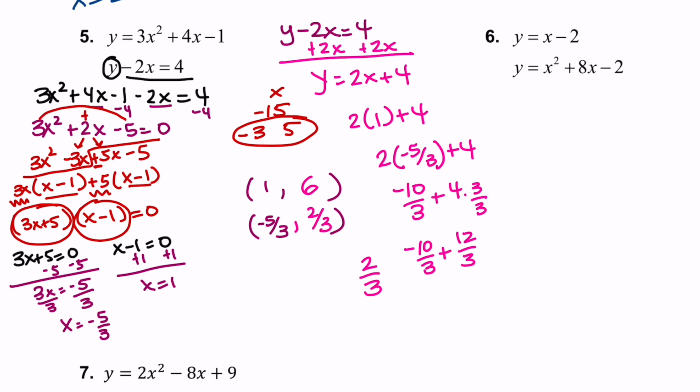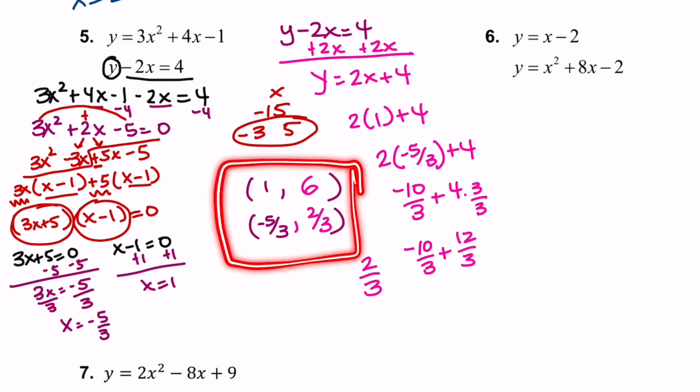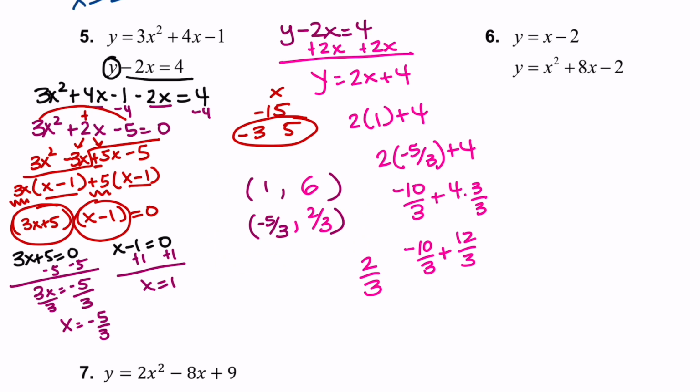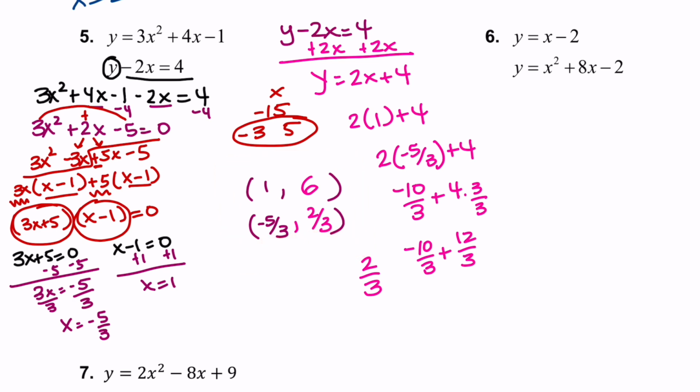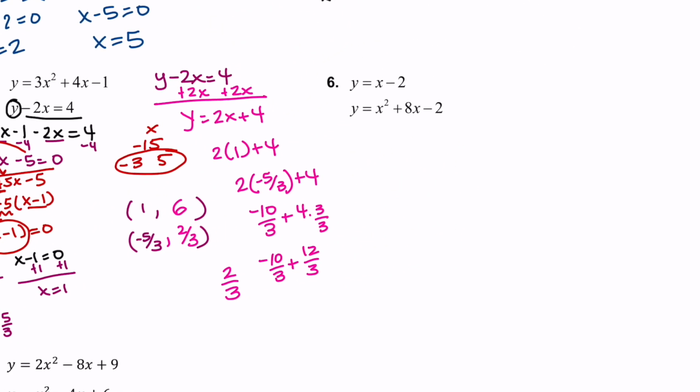Now this is one of the main reasons algebra works so much better than graphing, because we can get exact answers here. If I graph this, it would be really hard to tell exactly where they were intersecting if it's not on a point. So algebra is a good way, especially if you get something weird like negative 5 thirds and 2 thirds.